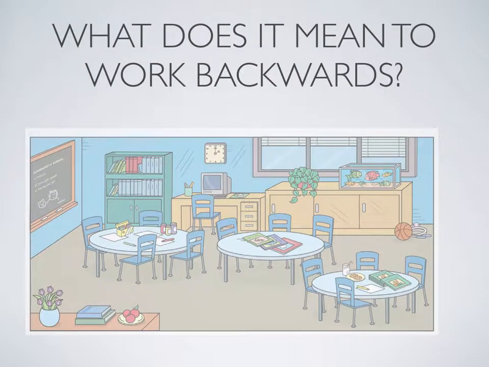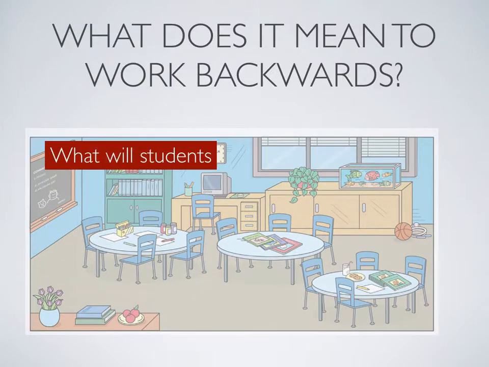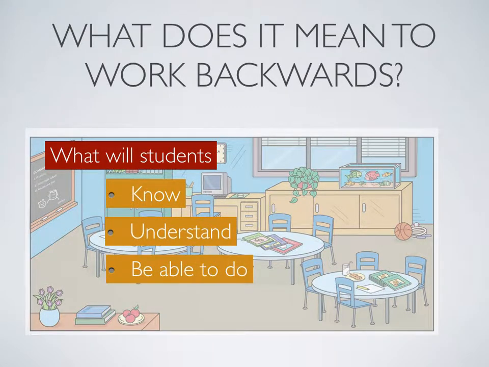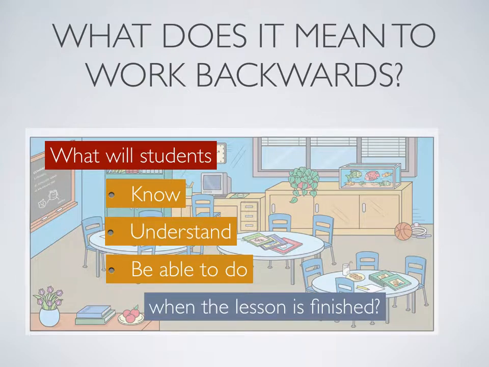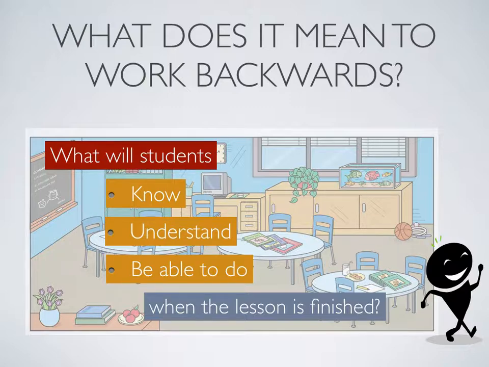So as the name suggests, backwards design is about designing our lessons and units backwards. But what does it mean to develop a lesson backwards? It means starting with a really clear sense of what students will know, understand, or be able to do as a result of instructional activities. So in other words, what will a student know, understand, or be able to do when they walk out of the classroom at the end of the lesson that they didn't know, didn't understand, or weren't able to do when the lesson started?